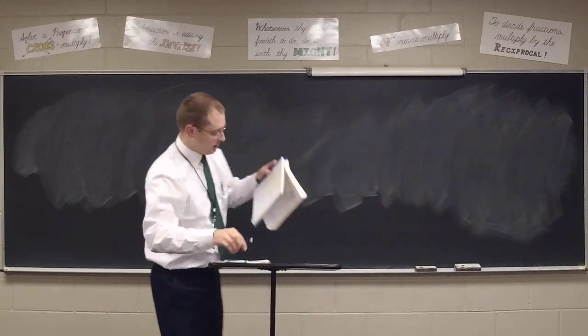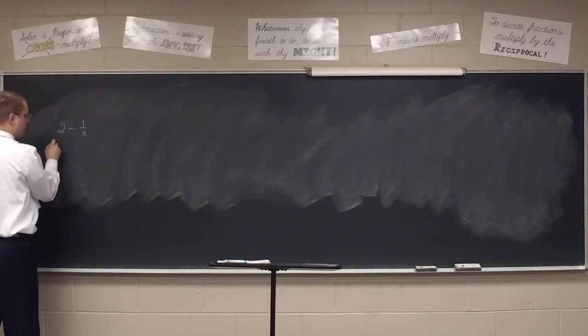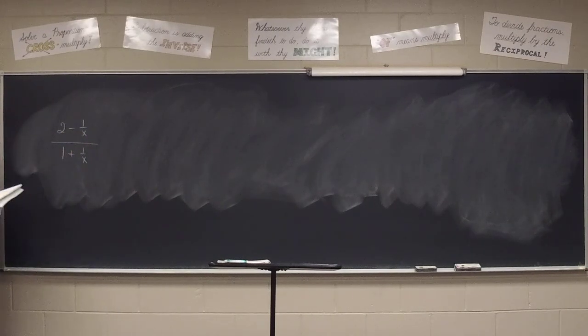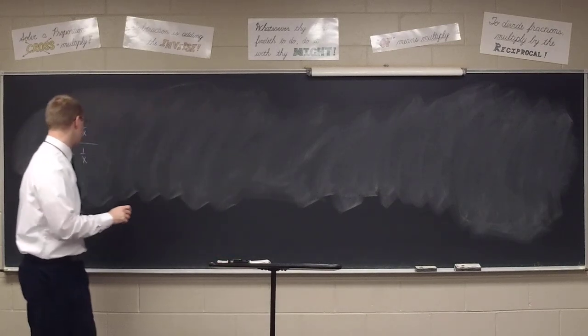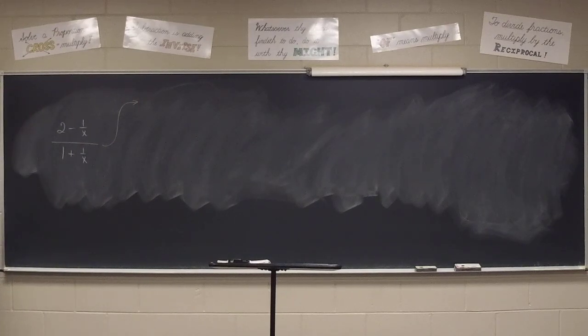Copy down number 4, 2 minus 1 over x, over 1 plus 1 over x. We're going to work this both ways, just again to give you the practice of doing it both ways. So method number 1 is to get one fraction over one fraction.